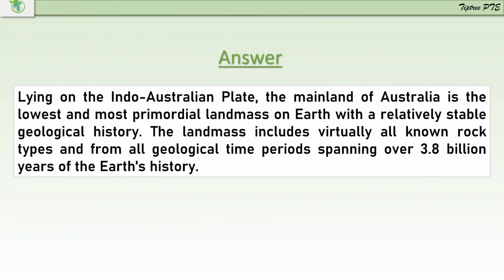Lying on the Indo-Australian plate, the mainland of Australia is the lowest and most primordial landmass on Earth with a relatively stable geological history. The landmass includes virtually all known rock types and from all geological time periods spanning over 3.8 billion years of the Earth's history.